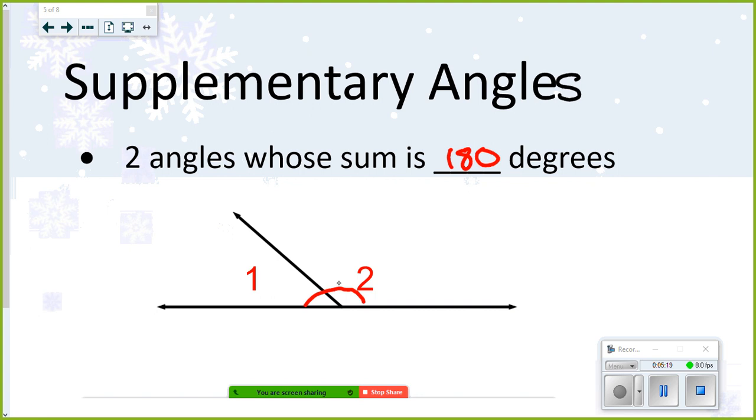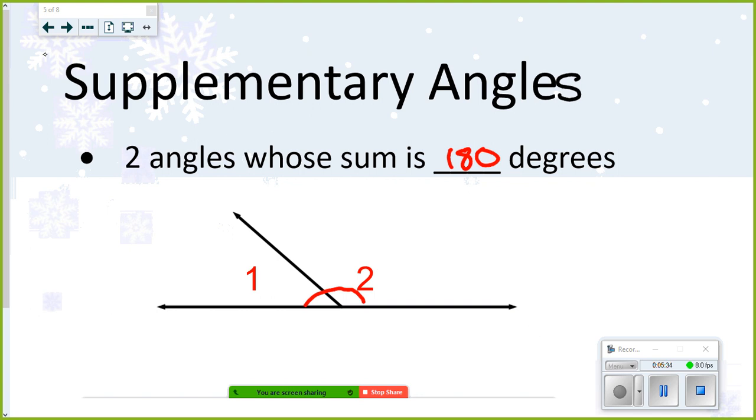Good. Because they add up to 180. So if I told you that 1 was equal to 50 degrees, then you know this one's 130 because they have to add up to 180.